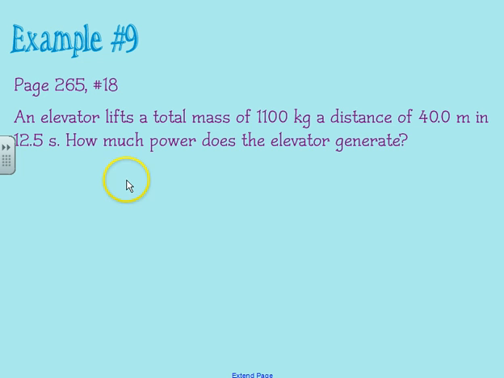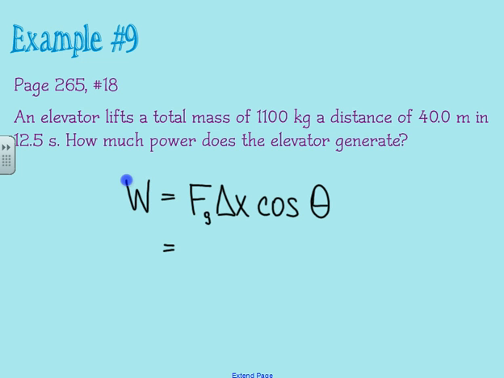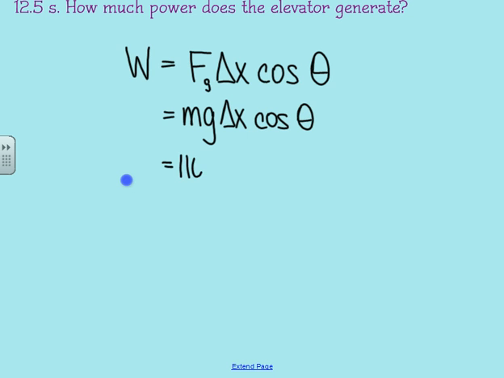Again, for this problem, we have to find work first. Work is F delta x cosine theta. And again, the force in this problem is going to be equal to the force of gravity. We know the force of gravity can be calculated by m times g. So I'll plug that into my work equation. The mass is 1,100 kilograms. g is 9.8 meters per second squared.